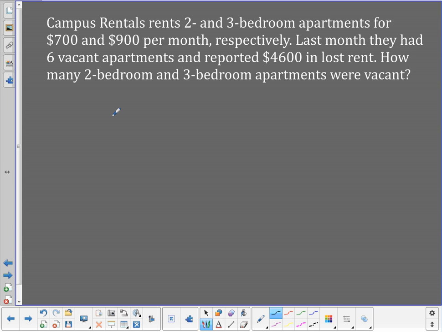Hey guys, it's Ms. Johnson, and I'm back to bring you the second half of Unit 2 Notes 3 on solving systems using substitution. Now, we're talking about algebraic solving today with systems of equations.